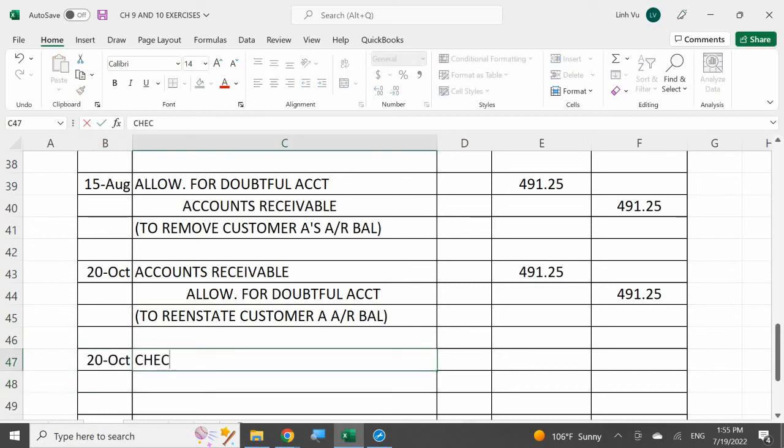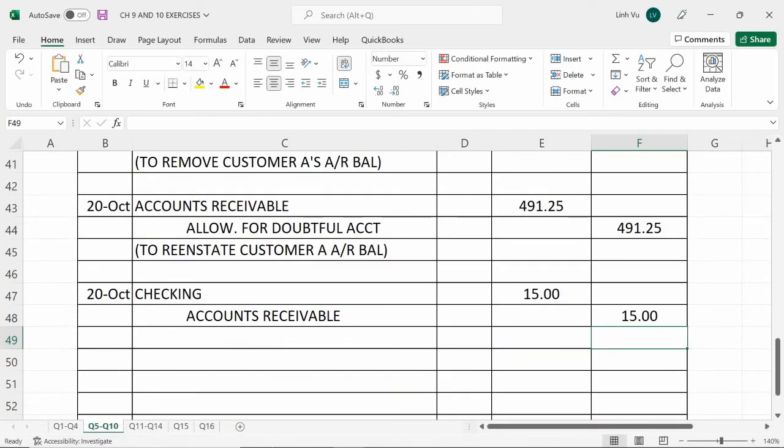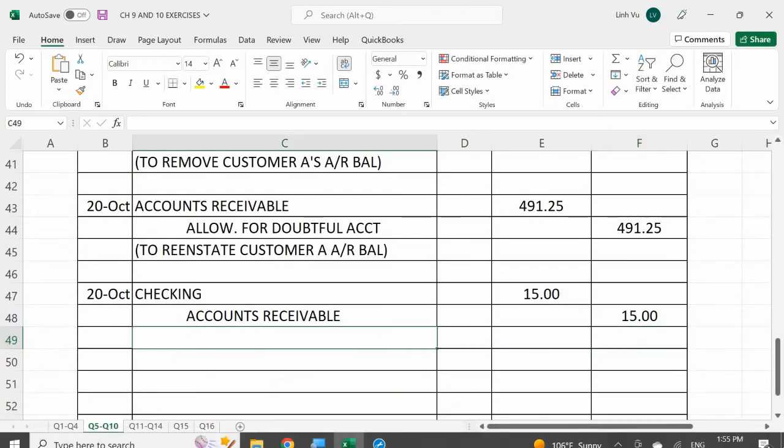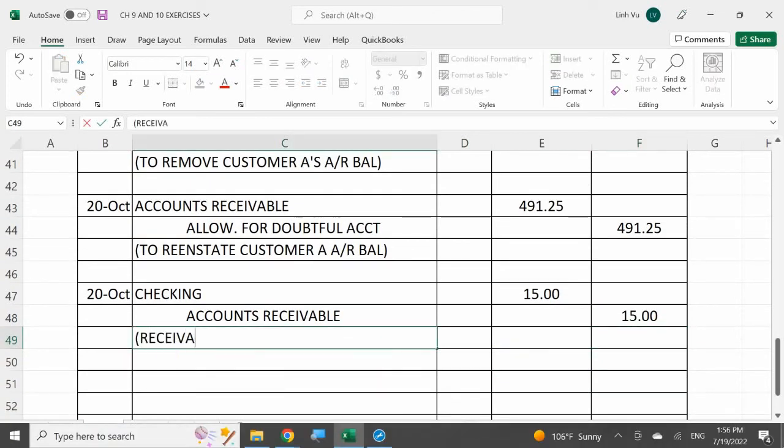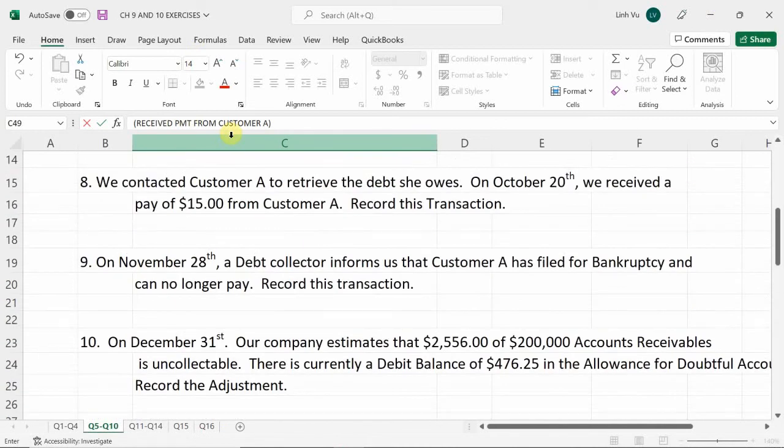So we're going to be receiving money, and it's going to reduce the accounts receivable, okay, by $15. Okay, and I'm going to make a note here that we received a payment from customer A. Received payment from customer A. Good. Okay. So let's see what happened next.